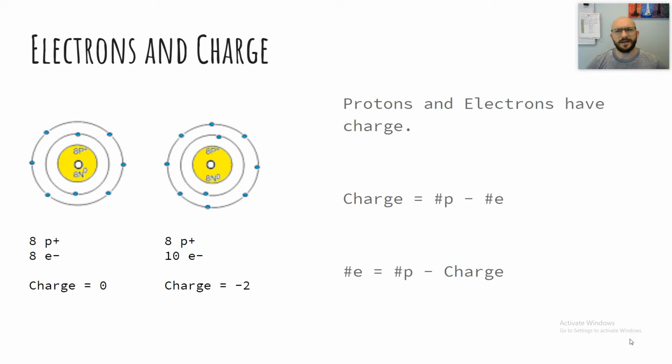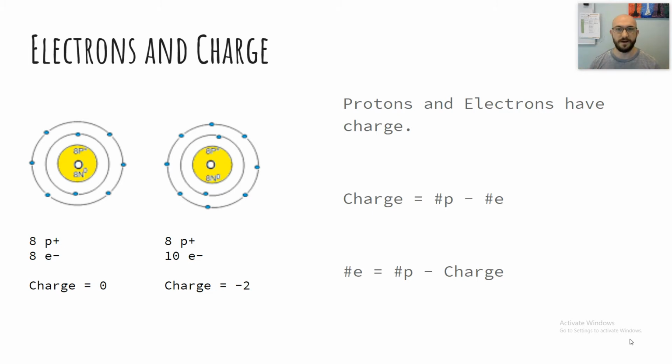We have similar issues with electrons and charge. So electrons are negative, protons are positive. The charge is when you do protons minus electrons. Minus because they're negative. So if you have 8 protons and 8 electrons, you have a charge of 0. If you have 8 protons and 10 electrons, 8 minus 10 equals -2 charge. Which means I could also do this the other way around. If I know the charge is -2, and I know I have 8 protons, I could do 8 minus -2, which is the same thing as 8 plus 2, to get 10.